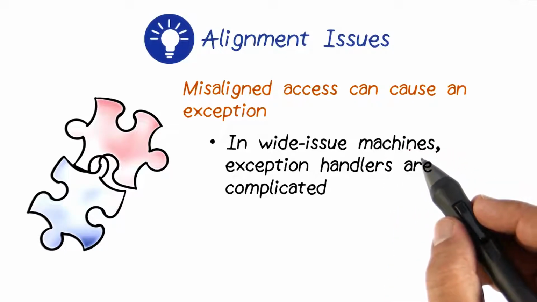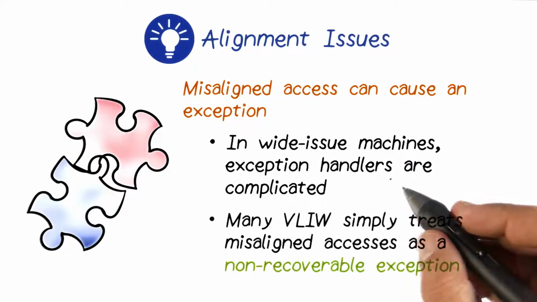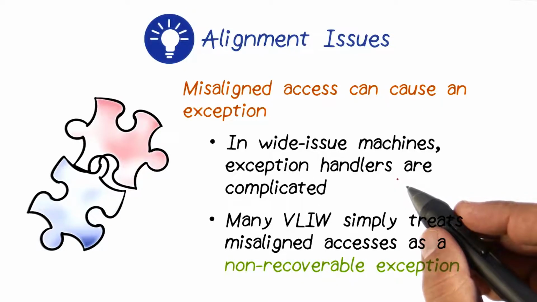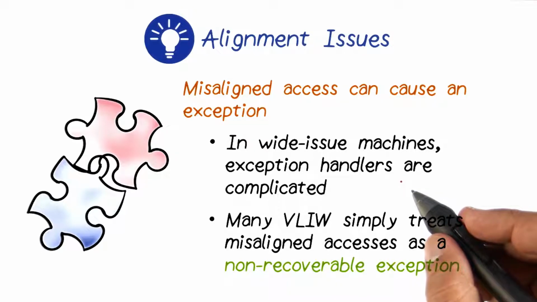However, such exception handlers are very complicated, especially in wide issue machines, especially the ones which involve VLIWs. What is the complication there? Maybe some words are accessed in an aligned manner and some other words are accessed in a non-aligned manner, so what to do then? In VLIW, the solution that is implemented simply treats misaligned accesses as non-recoverable exceptions. In other words, it discards the complete set of instructions which is trying to do that access. So if there are 4 such sub-instructions, some aligned and some misaligned in their accesses, the whole VLIW instruction will be treated as non-recoverable and the exception handler will take some action on the instruction as a whole.